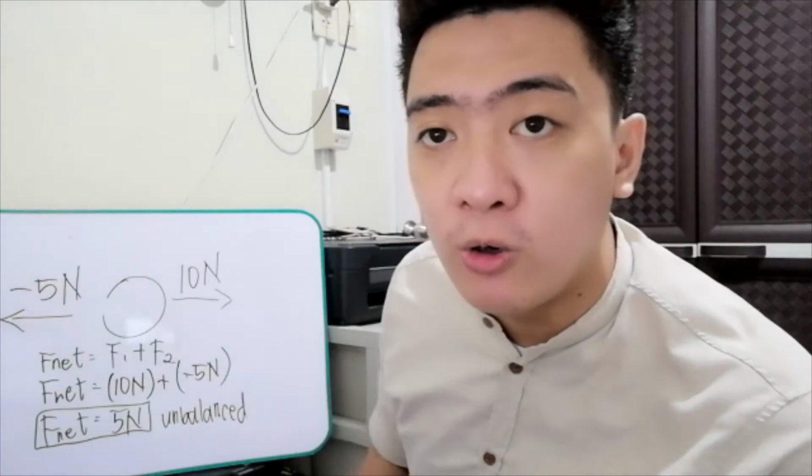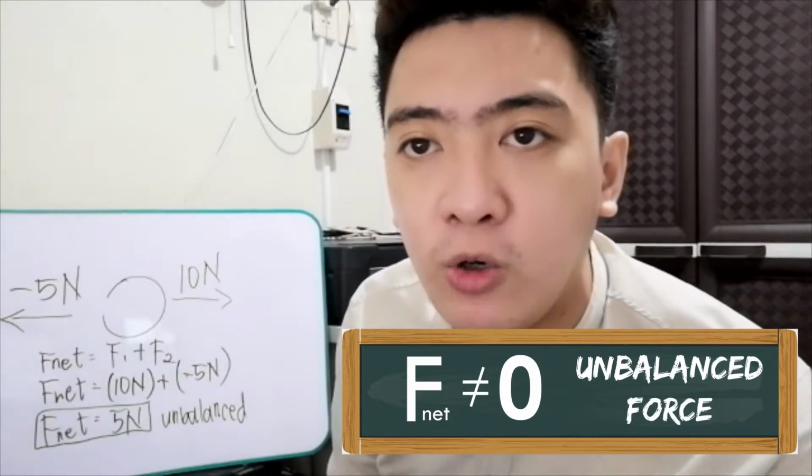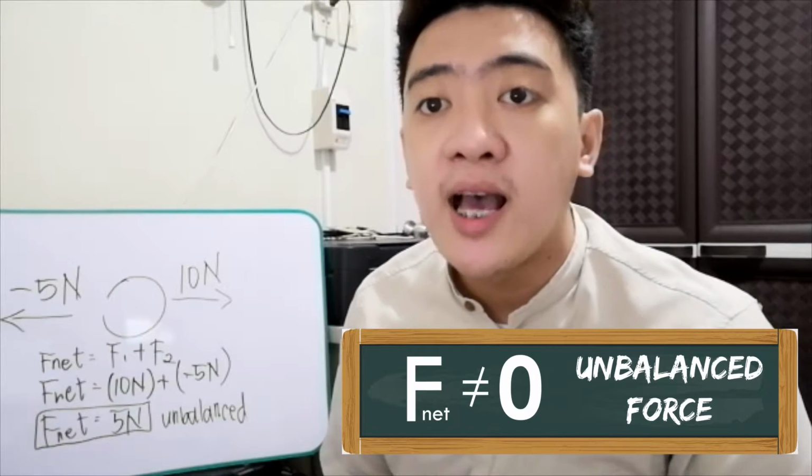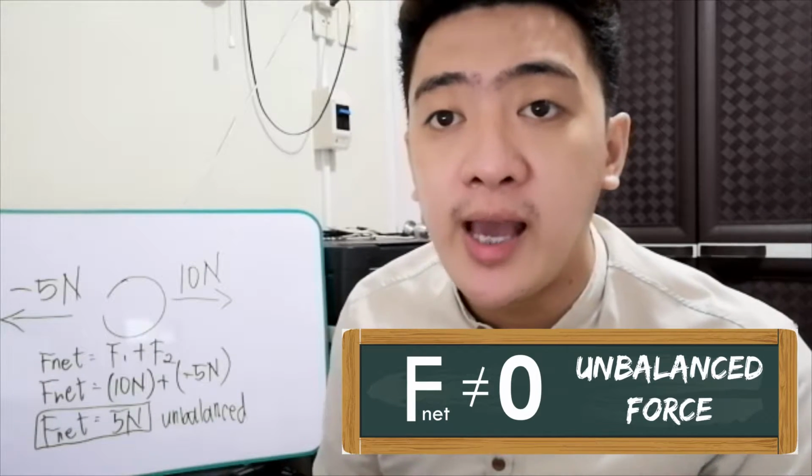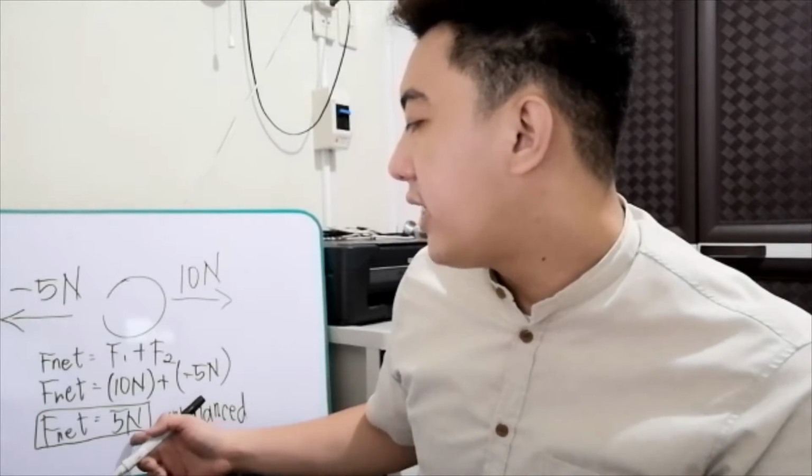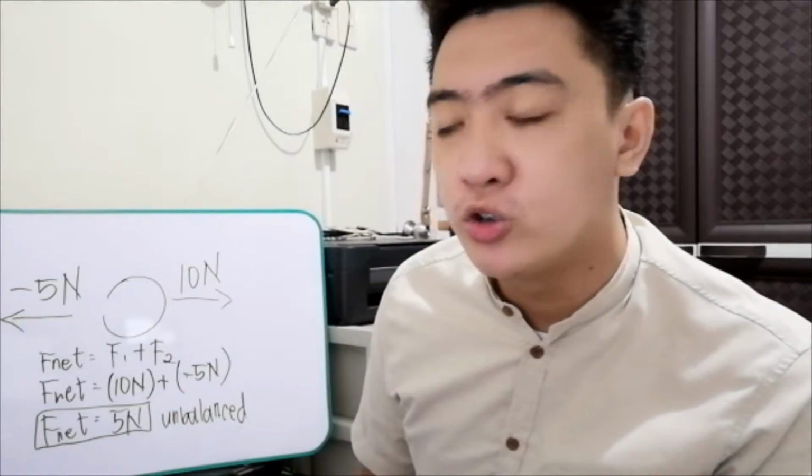As I said a while ago, if the net force is not equal to 0, the forces acting on a particular object are said to be unbalanced. So the net force is 5 newtons.